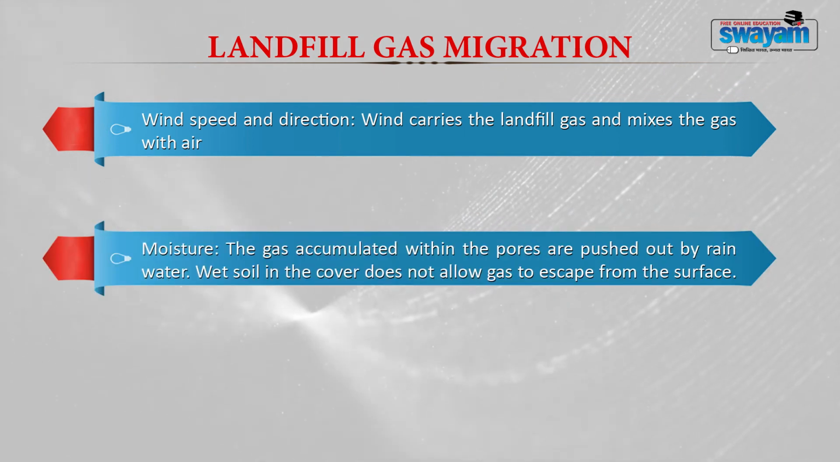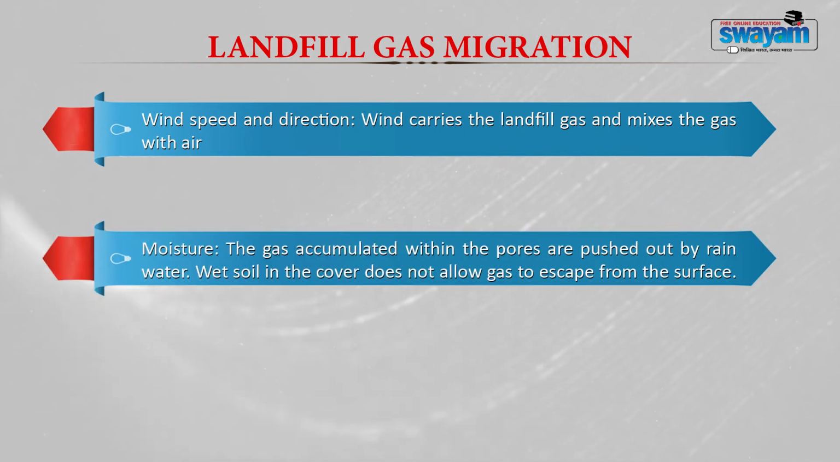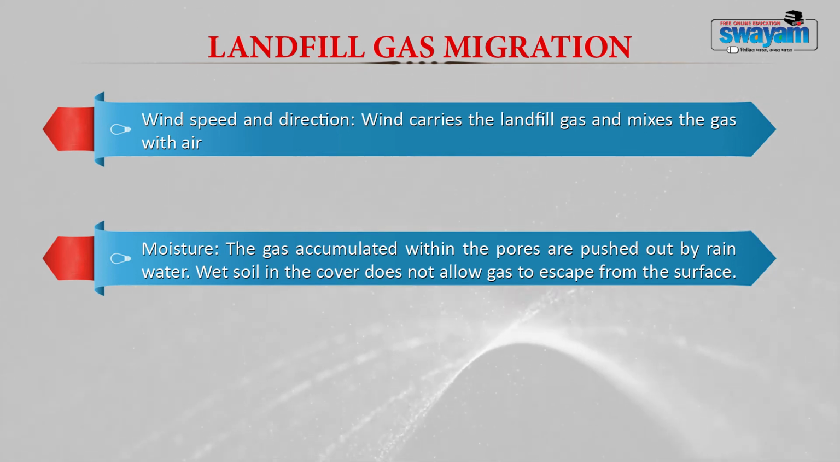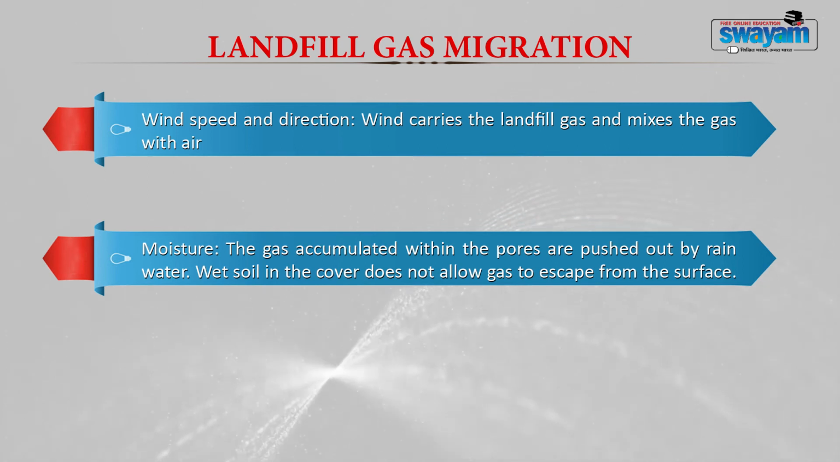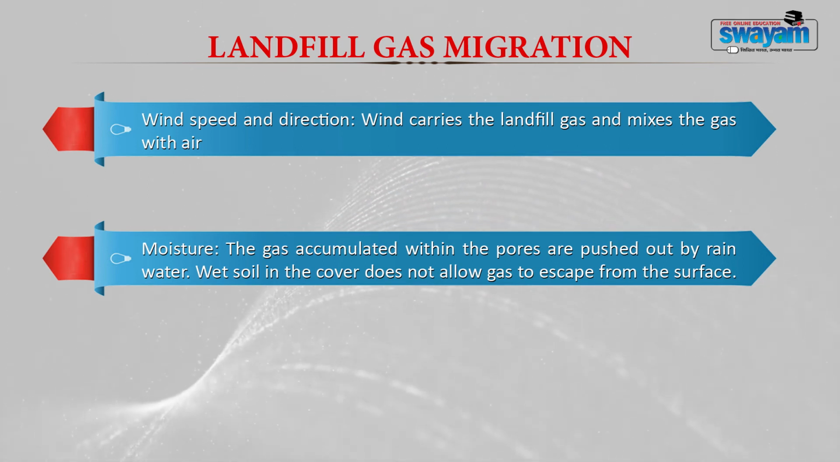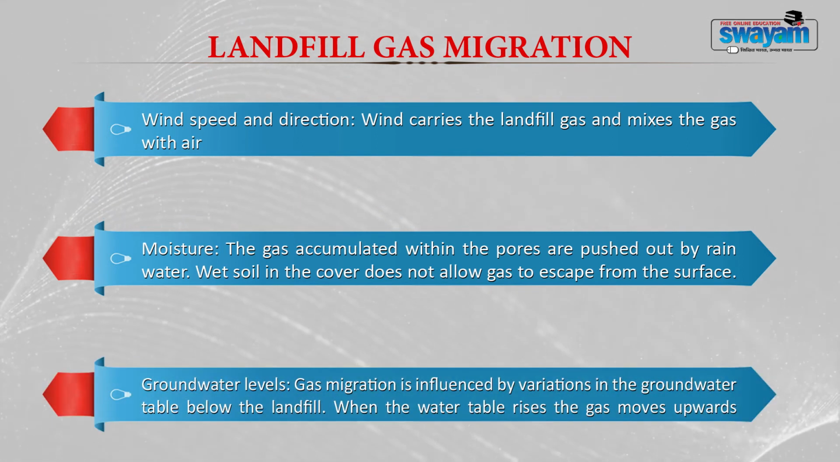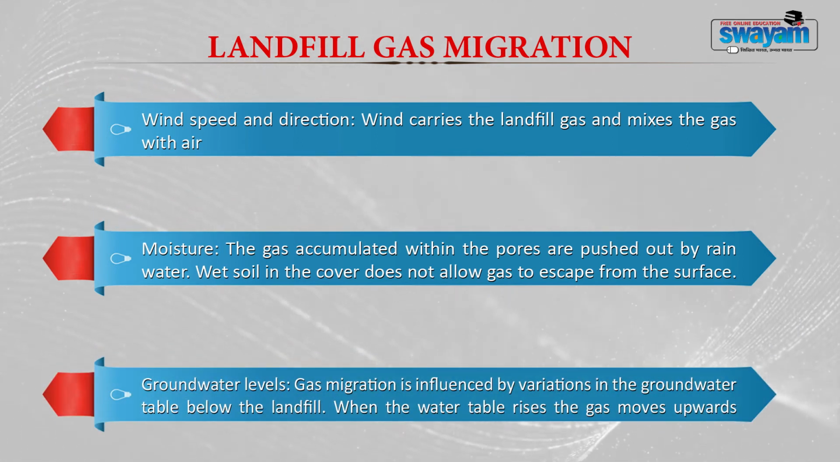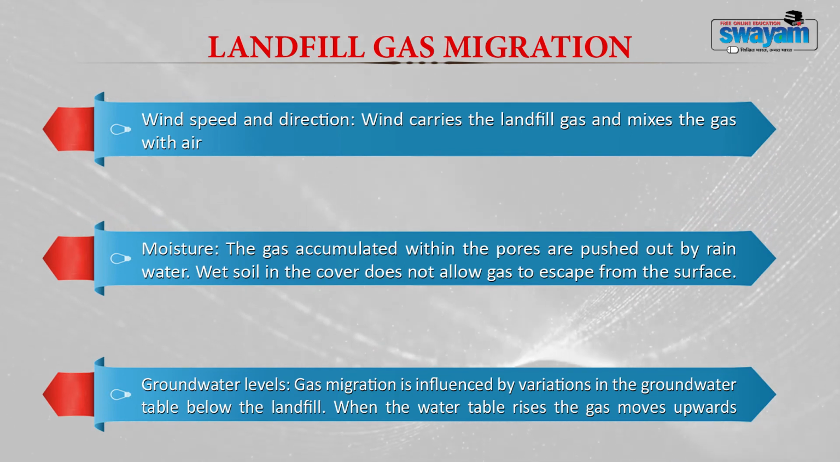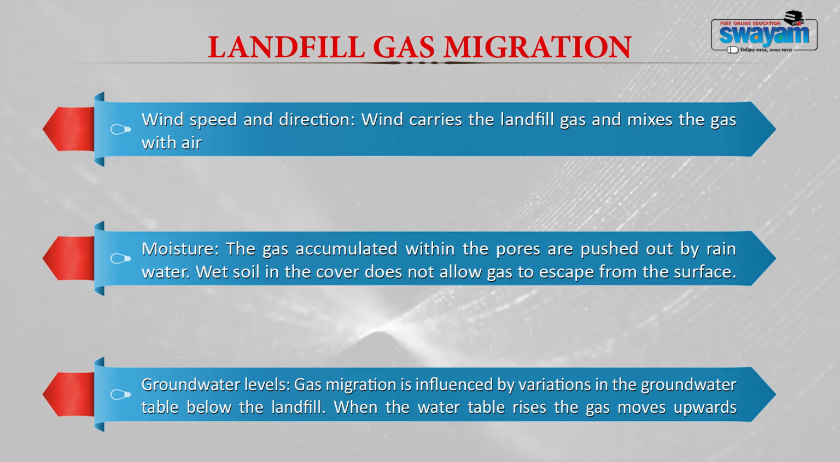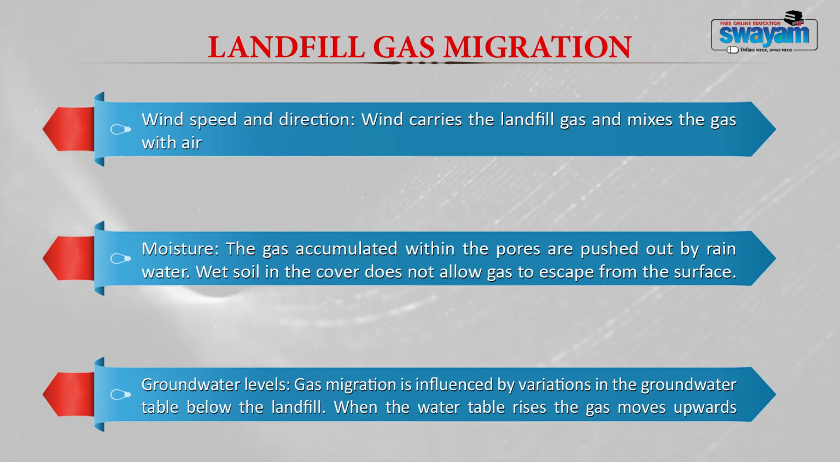Moisture also matters: the gas accumulated within the pores is pushed out by the rainwater. When there is rainfall, rainwater occupies these pores, and when it occupies the pores, it will push out the gas, and the gas will be released outside. So, wet soil in the cover does not allow gas to escape out from the surface. Groundwater levels also influence your landfill gas migration, because when the water table rises, the gas moves upwards and will try to escape out of the landfill cover.